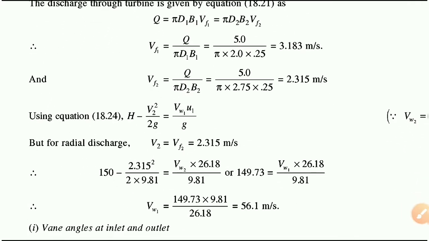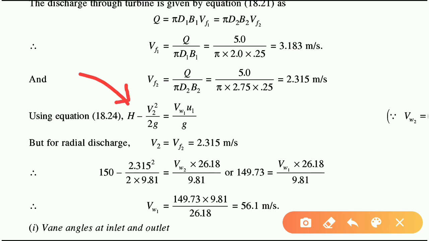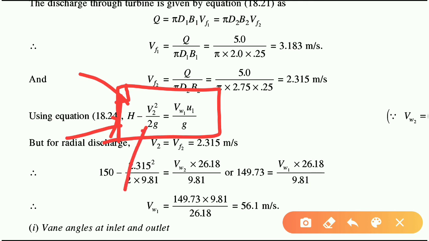Now we need to calculate the value of Vw1. So how to calculate this Vw1? Here in this problem we are given the head, capital H. So we already know this formula: H minus V2 square upon 2g is equal to Vw1 u1 divided by g. That is, H is the net head minus the kinetic energy discharged to the tail race, which is equal to 1 upon g Vw1 u1, the useful work.